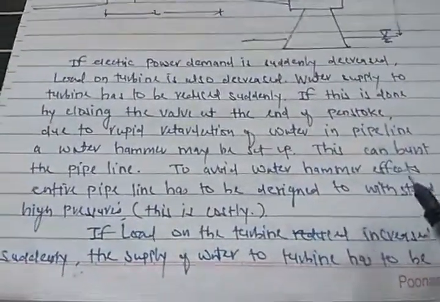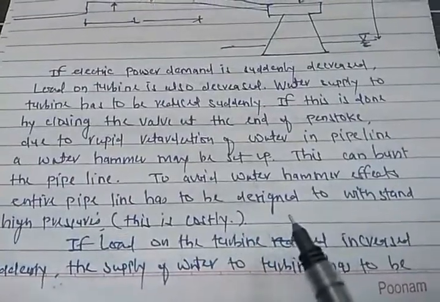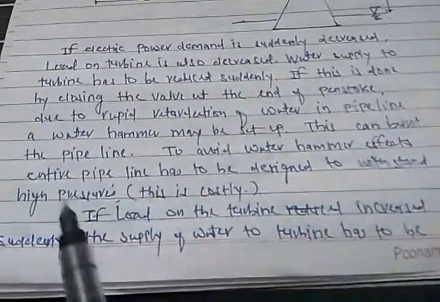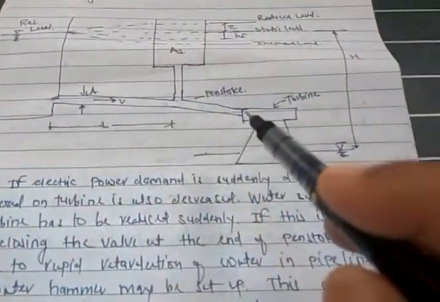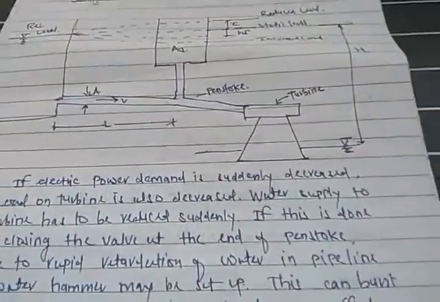To avoid water hammer effects, the entire pipeline has to be designed to withstand high pressure. So this entire pipeline has to be designed as a high pressure pipeline, but this is costly. And that's why this surge tank is introduced in between.